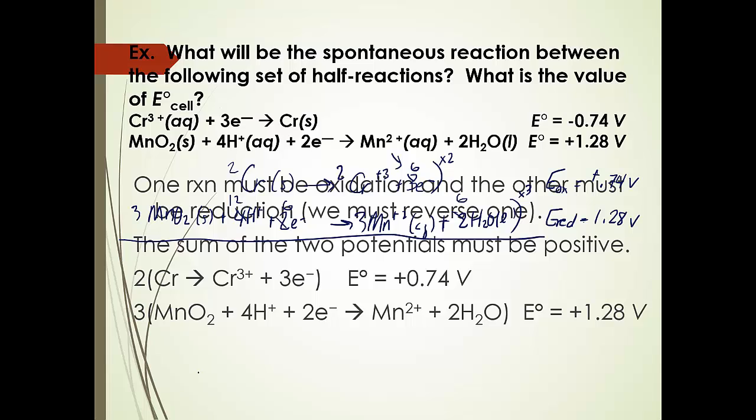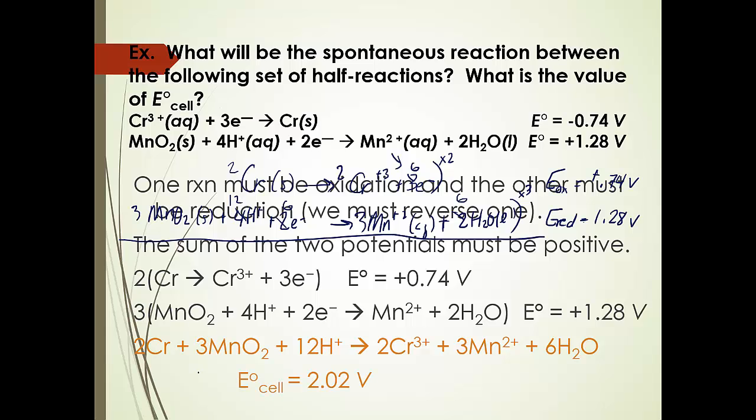Okay, so we've done that. So there's my overall balanced equation. And now what you do, just add the voltages together. Do not multiply the voltages. Notice I do not multiply this. Even though I multiplied the reaction by 2, do not multiply the E cell by 2. I multiplied this by 3, do not multiply the voltage. Just add them together. So it's a positive voltage. That's what you wanted for a galvanic cell. Here's your balanced equation. 6 moles of electrons were transferred in that reaction.